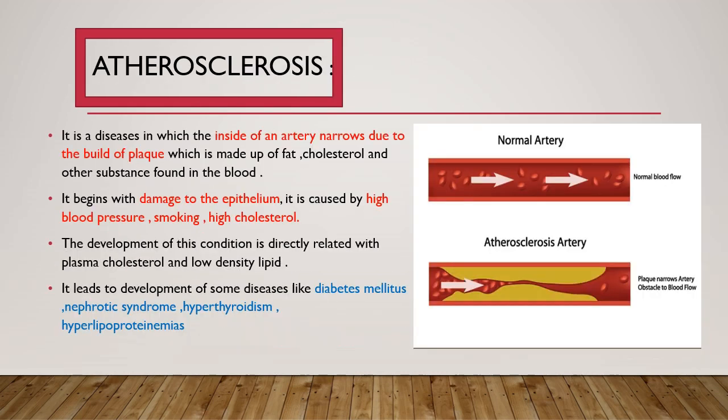It can be controlled by proper dietary intake of polyunsaturated fatty acids that reduce the plasma cholesterol level. The next disorder is atherosclerosis, in which the artery narrows due to formation of plaque, which is made up of fat, cholesterol, and other substances. It begins with damage of the epithelium and is also caused by high blood pressure, smoking, and high cholesterol. It leads to development of diseases like diabetes mellitus, hyperthyroidism, etc.